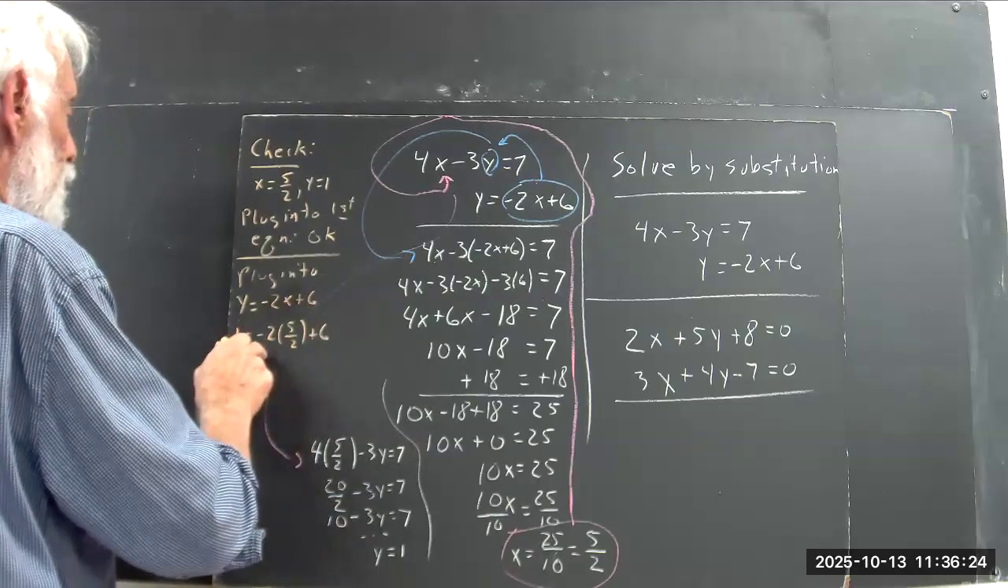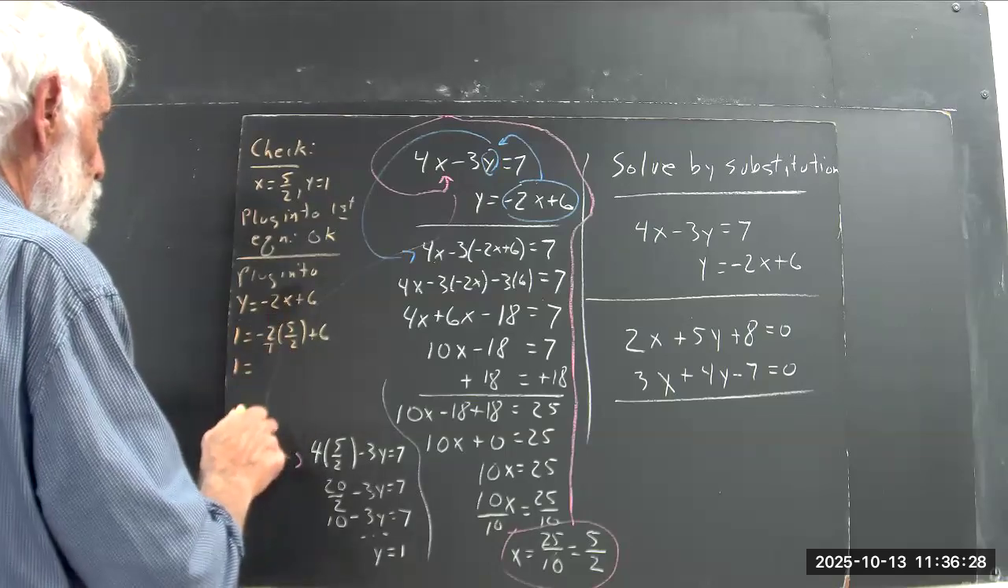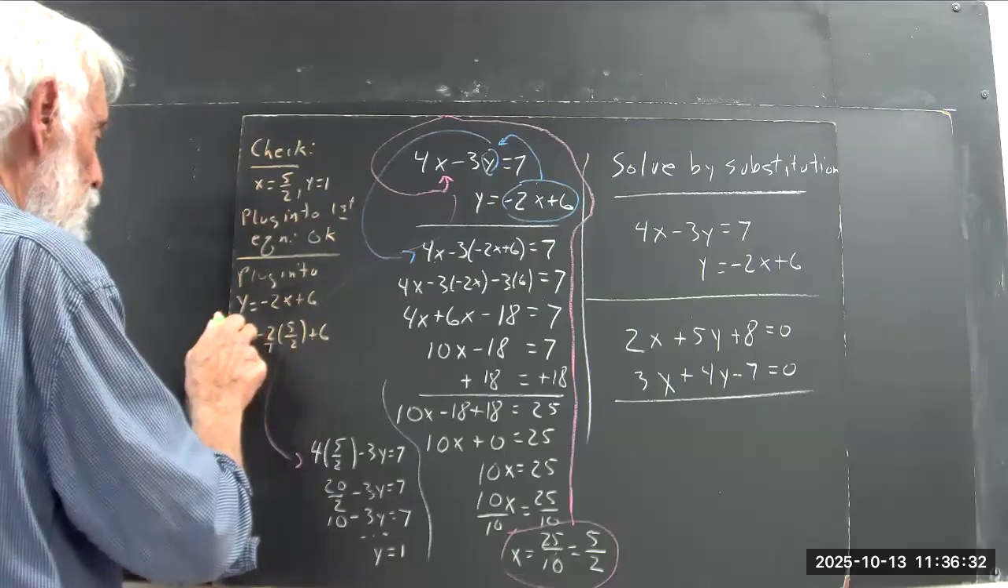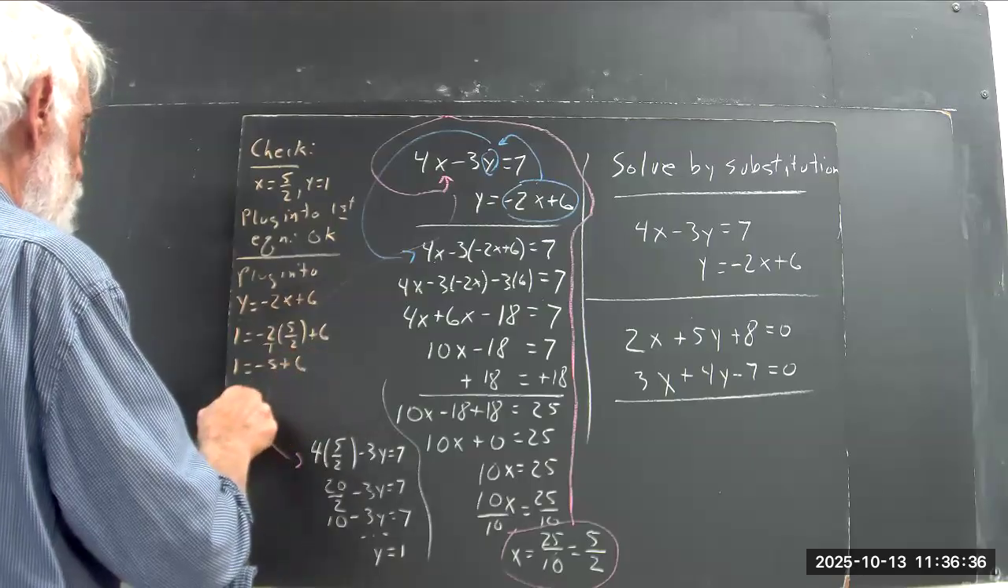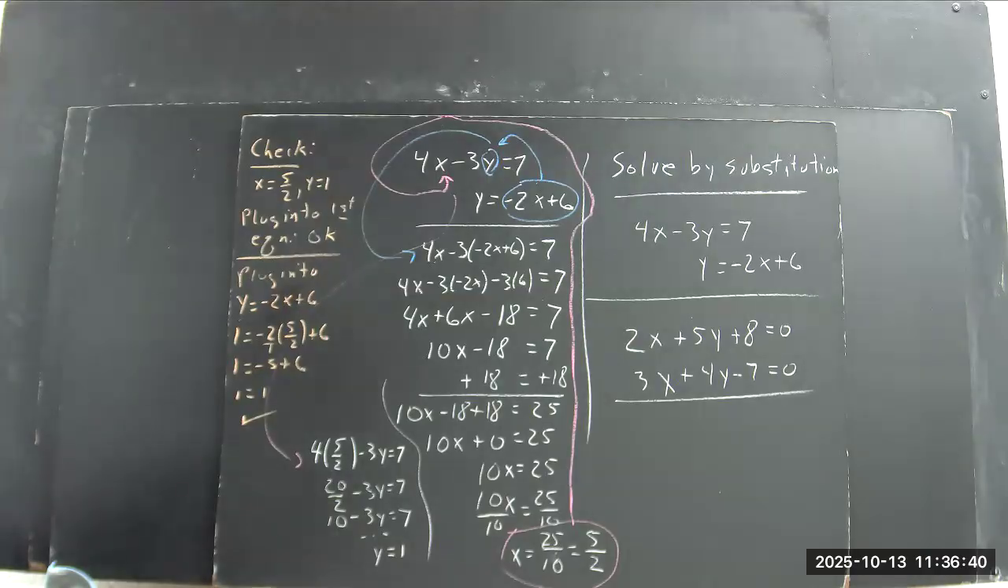1 equals negative 2 times 5 halves. It's 2 over 1 times 5 over 2. 2 is a factor of the denominator, 2 is a factor of the numerator. Negative sign remains. We get negative 5 plus 6. 1 equals 1, and it checks. Okay.